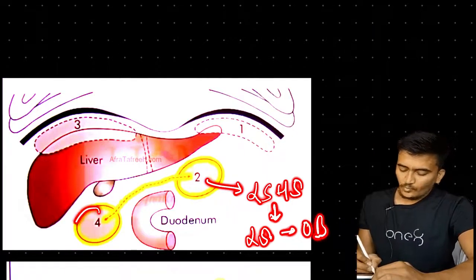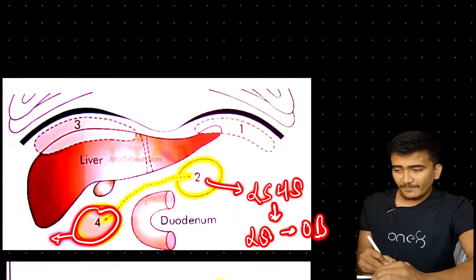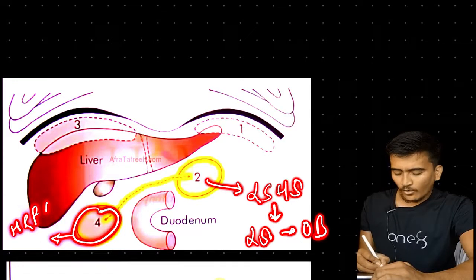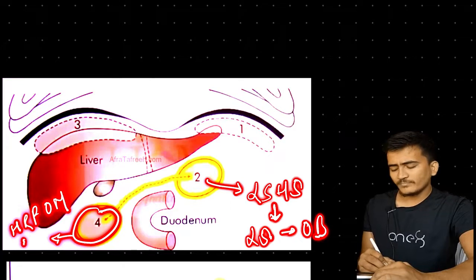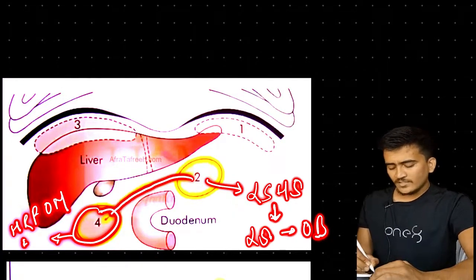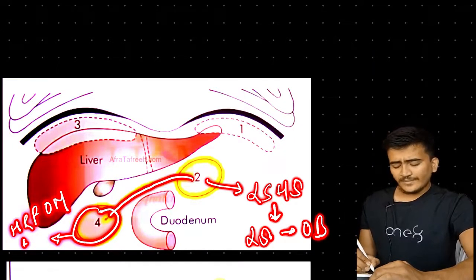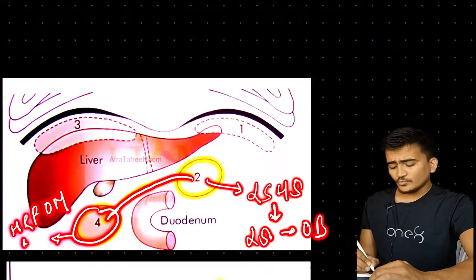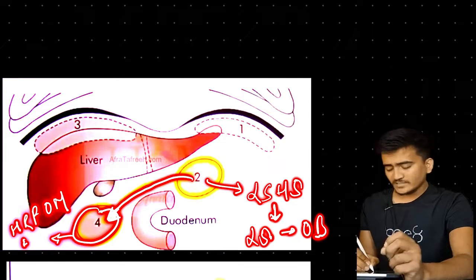And what is this fourth structure? This fourth structure is our hepatorenal pouch of Morison. And what is this hepatorenal pouch of Morison? It is the right subhepatic space. So from this lesser sac to our right subhepatic space or hepatorenal pouch of Morison, there will be the pathway for pus drainage.